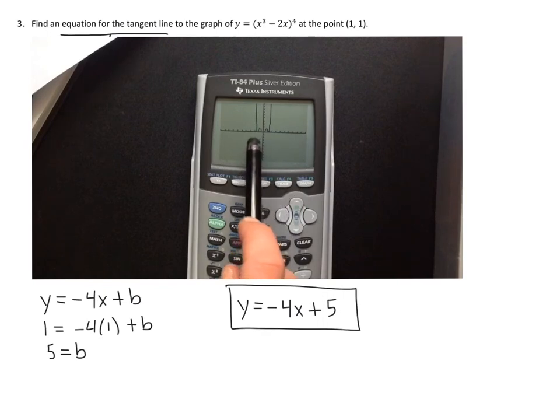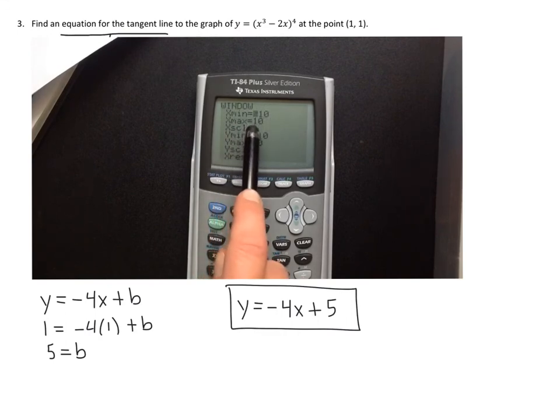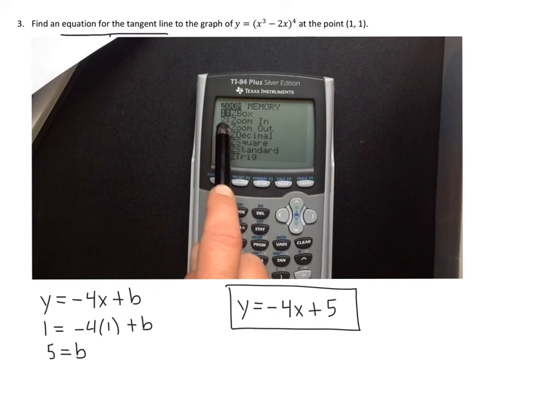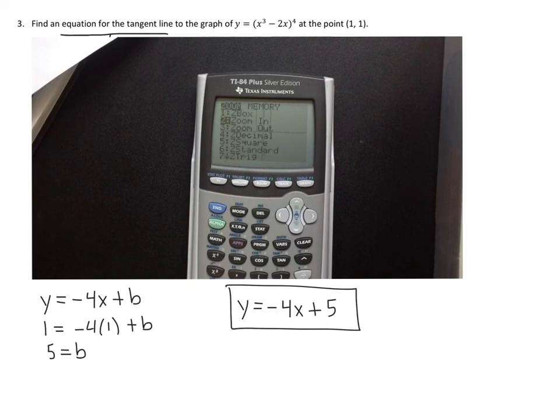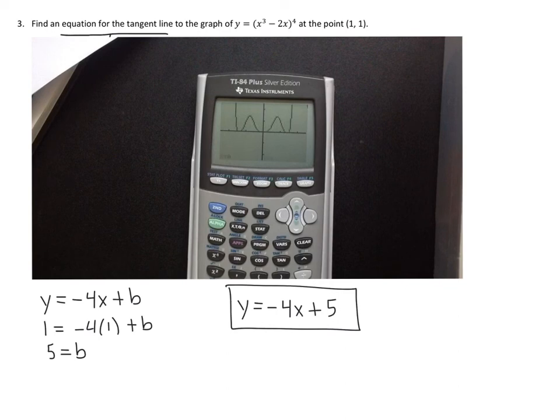Now what I'd like to do is be able to zoom in on this function a little bit. If I check my window, the standard viewing window is negative 10 to positive 10 along the x-axis, and also negative 10 to positive 10 along the y. I want to zoom in, so I'm going to hit zoom and then option 2 or arrow down to 2 and hit enter. Now my cursor is right there at the origin, so it's going to zoom in towards the origin. I'm going to hit enter, and there we've zoomed in on our function closer to the origin.